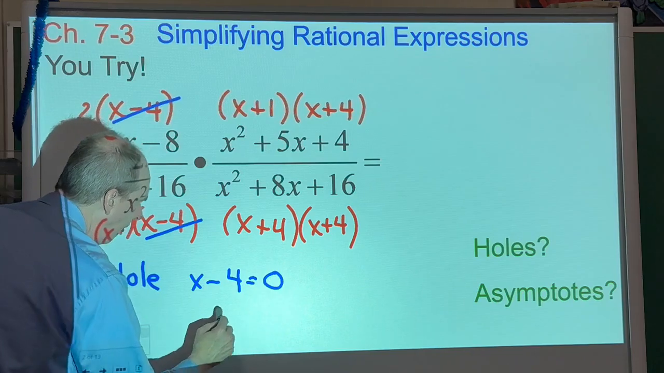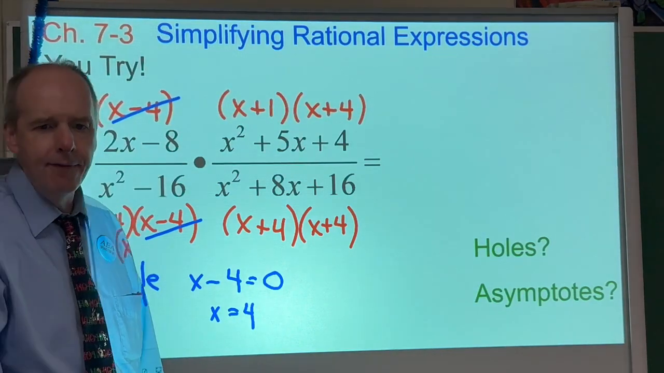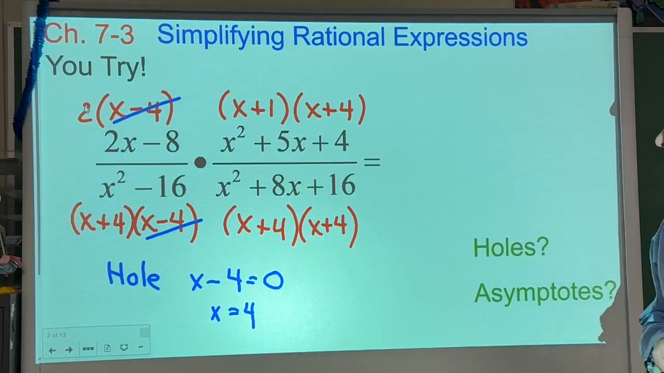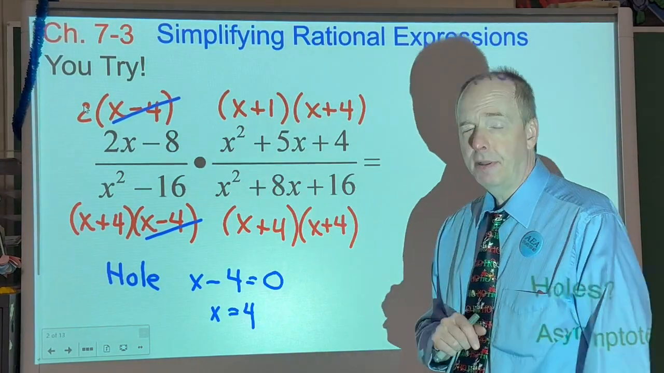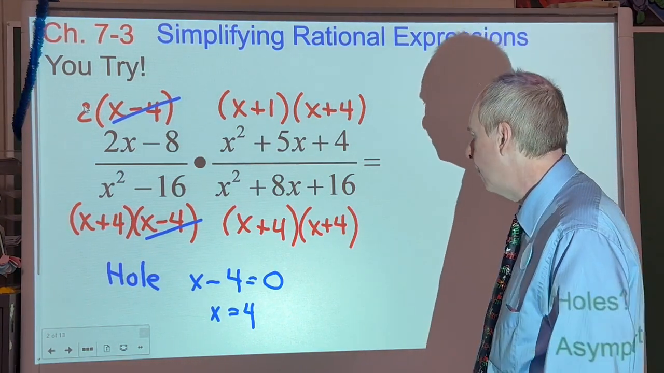Where does it make the hole? Well, add 4 to each side, when x is 4. I don't know what y value it's equal to, but I can always plug that in. Now that I've canceled that, I can plug it in. We're going to cancel first, then we'll worry about where the hole is later.